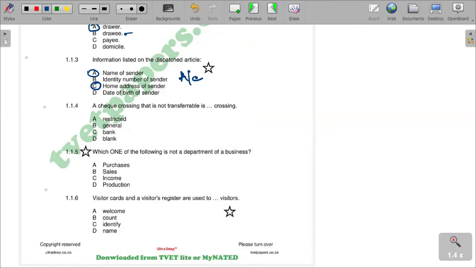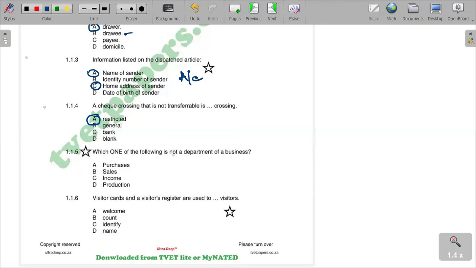Let's go to 1.14. A check crossing that is not transferable is what you call a restricted crossing. You cannot transfer it. Let's go to 1.15.